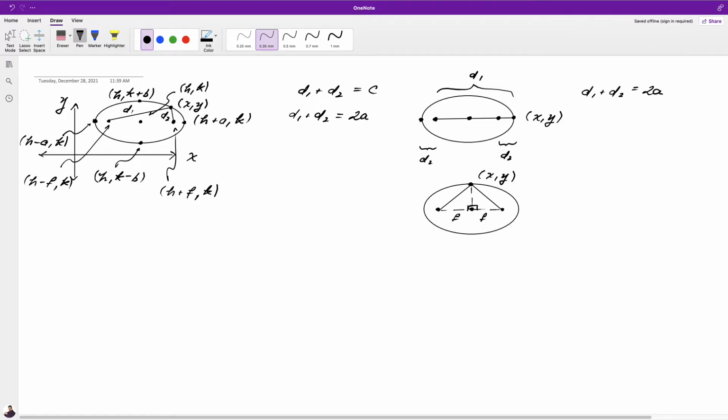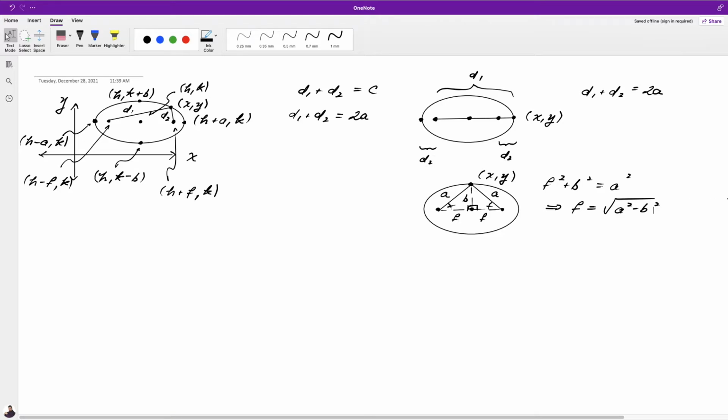But we know these are both the same. This is an isosceles triangle. So that means that this is a and this is a. But this right here is b, according to our diagram. Well, that means that f squared plus b squared must equal a squared. That means that f is going to be equal to the square root of a squared minus b squared. So we've established a few interesting observations.